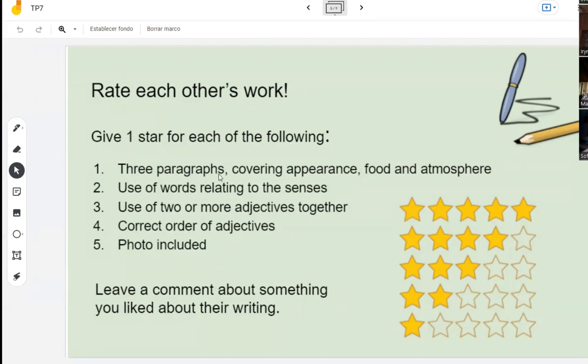So, 3 paragraphs that cover these 3 points, and also the second, third, fourth, and fifth. You can also leave a comment, maybe something that you would suggest to add or change, maybe some words that could be used instead of the ones your partners are using. If you want, you can also take a screenshot of the criteria, so you don't forget what points to use to analyze. Okay, ready?